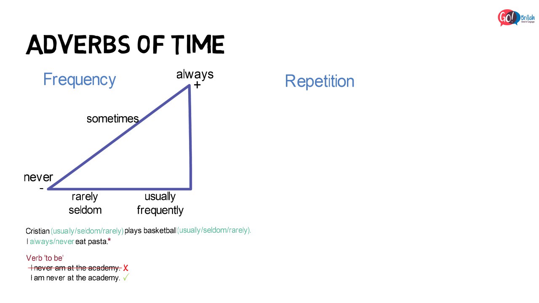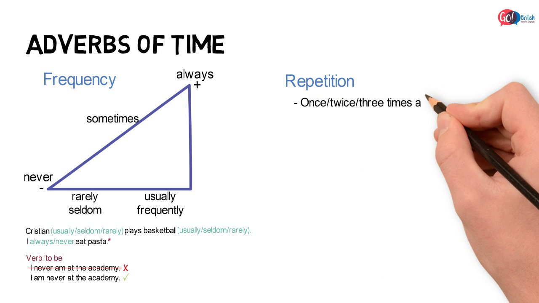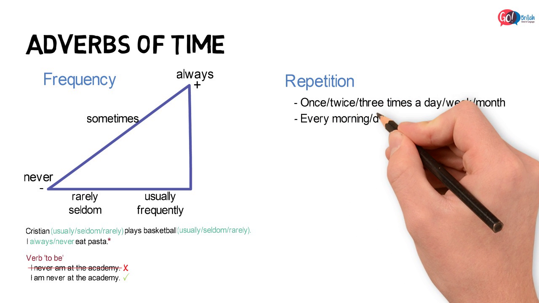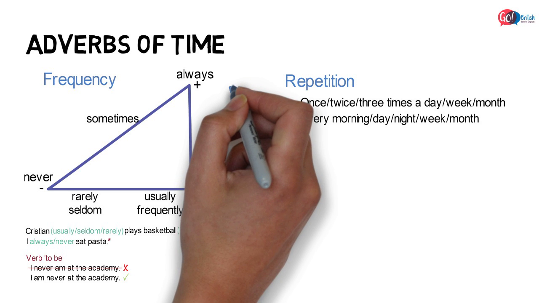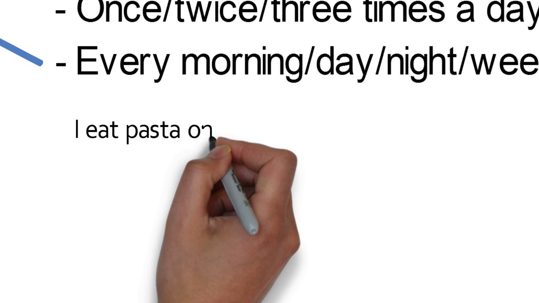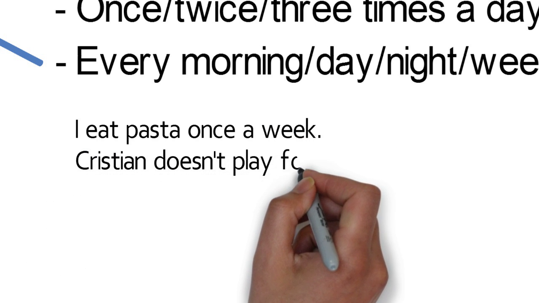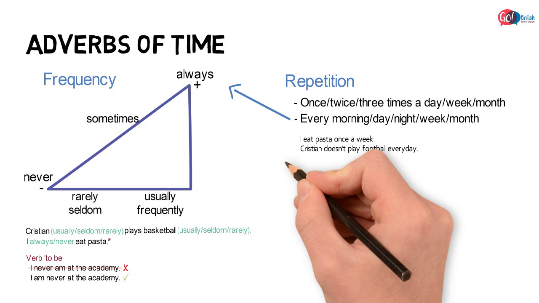Let's continue. Another type of adverb of time are those related to repetition. For example, once, twice, or 3 times a day, every morning, day, night, whatever, which, if you pay attention, is very similar to frequency, but using more words. For example, every morning is the same as saying always, but specifying morning, okay? And its natural position is usually at the end of the sentence. For example, I eat pasta once a week, or Christian doesn't play football every day, okay?